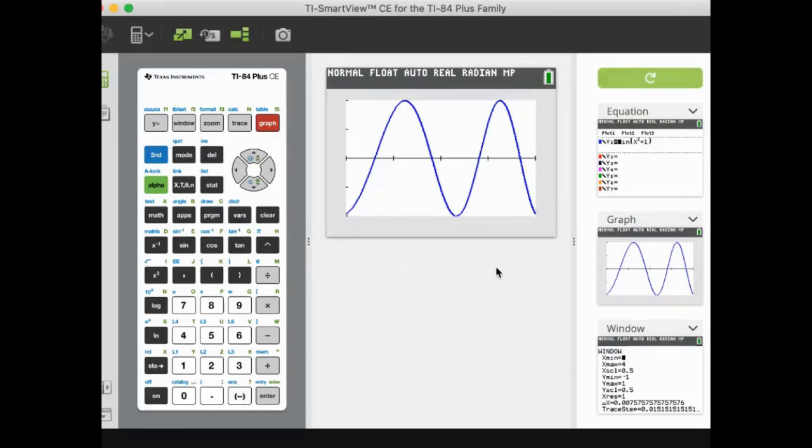If you're in radians, you should see this graph here. And so this is the derivative graph. It's not the graph of the original function, right?